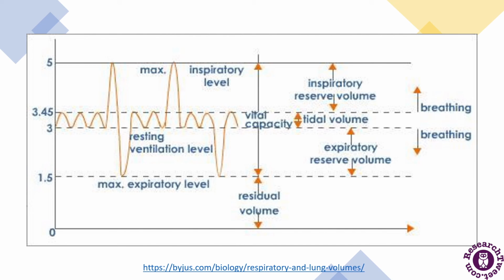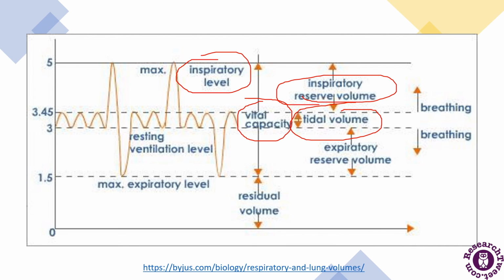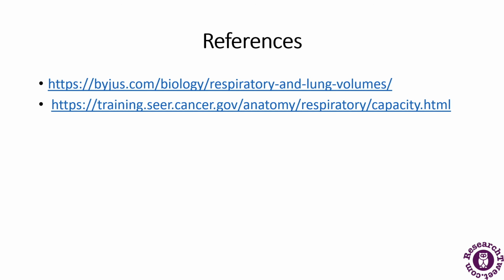This is a diagrammatic representation of the different lung capacities and volumes. There is the maximum inspiratory level, the vital capacity, and the inspiratory reserve volume. We have discussed all of these. There is the tidal volume, then the expiratory reserve volume, and the residual volume. All of these have been represented here. So this was about the respiratory capacities and volumes.